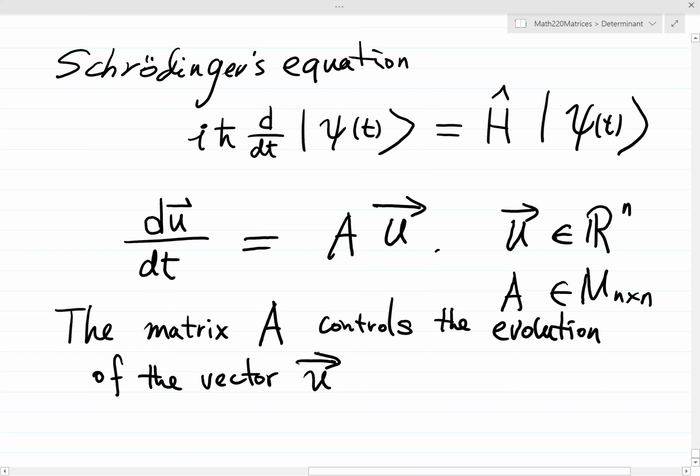Now, if we know the initial state of this vector u, the initial position, then we should totally determine the evolution of this vector u with respect to time. If we know the initial state of u, we know the evolution of u. So this is totally determined.